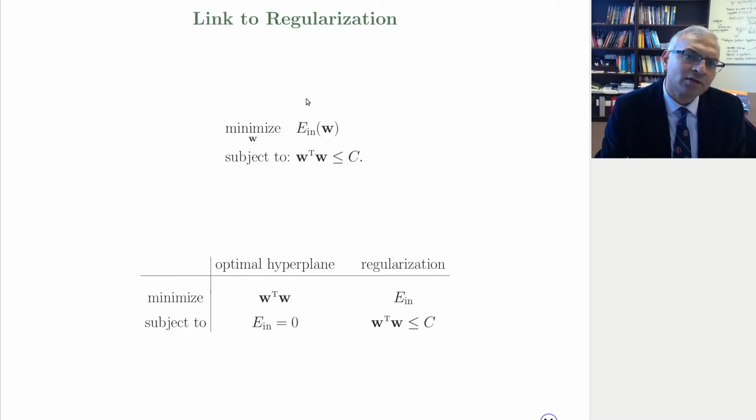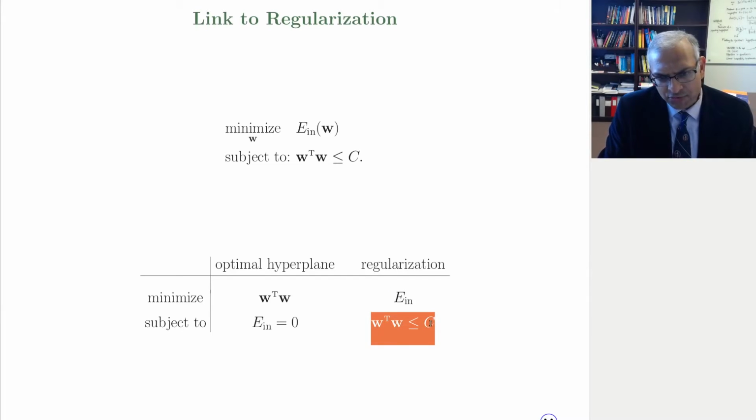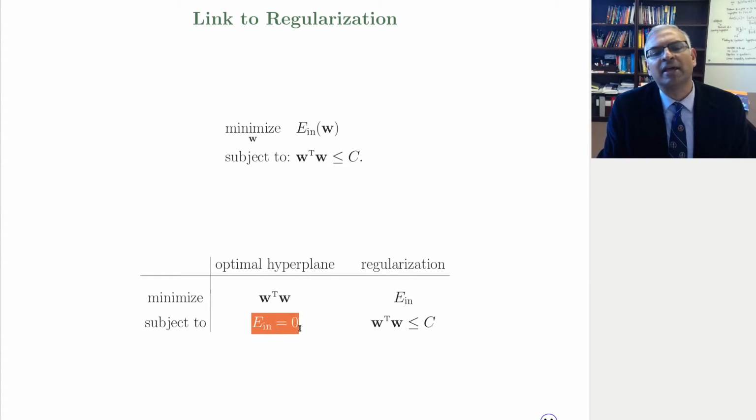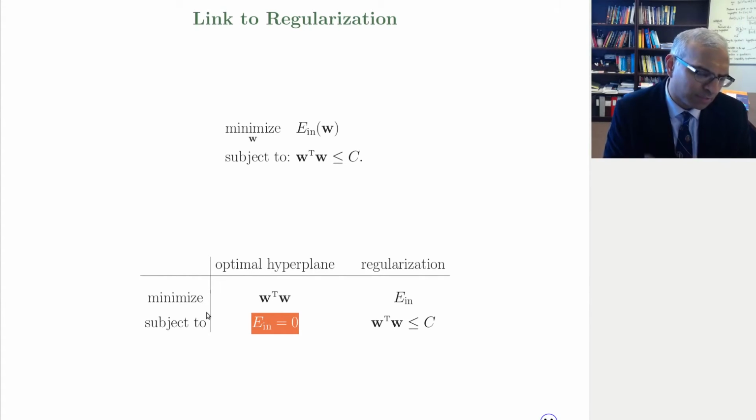When we studied regularization, remember we talked about giving ourselves a weight budget, and we'll minimize the in-sample error subject to that weight budget. So now let's put this in this table and compare. Regularization says minimize the in-sample error subject to a budget. In some sense, you can think of the optimal hyperplane as optimally regularizing, using the smallest possible budget while trying to get the in-sample error 0. Think back to Occam: use the simplest hypothesis that explains the data. So the optimal hyperplane is in some sense a literal implementation of Occam's razor.